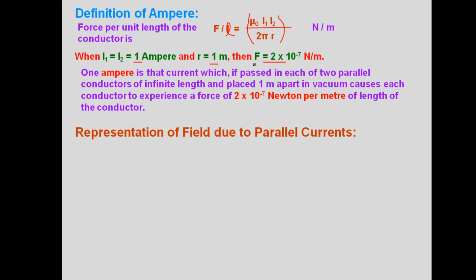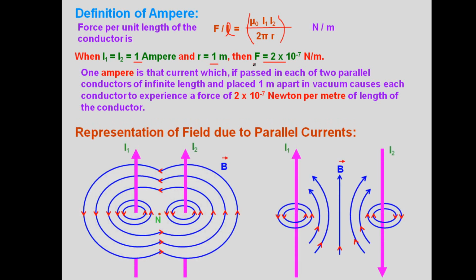So now the representation of field due to parallel current. In this way we can represent. This is the concept of representing the magnetic field with the help of the right hand thumb rule. We are using it.